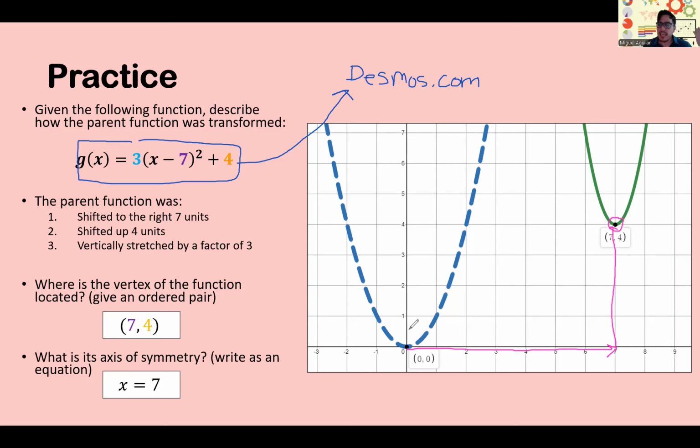So it landed exactly where we said it would land based on the transformations and based on just taking the vertex from the equation. So those two pieces of information corroborate the same story, right? And then if you look at the green graph, which is our g of x, it's a little bit skinnier compared to the parent function, okay? And that's because it's been vertically stretched by a factor of 3.